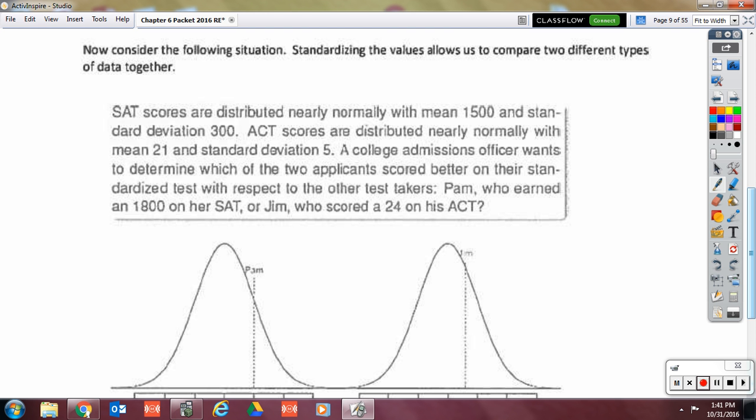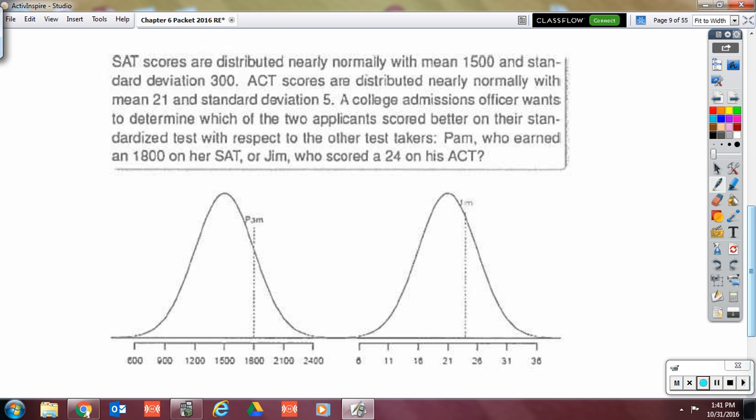SAT scores are distributed nearly normally with a 1,500 mean and standard deviation 300. But the ACTs are nearly normally distributed with a mean of 21 and a standard deviation of 5. A college admissions officer wants to determine which of the two applicants scored better on their standardized test with respect to the other test takers: Pam, who earned an 1800 on her SAT, or Jim, who scored a 24 on his ACT.